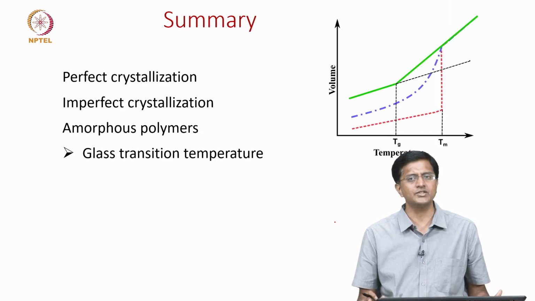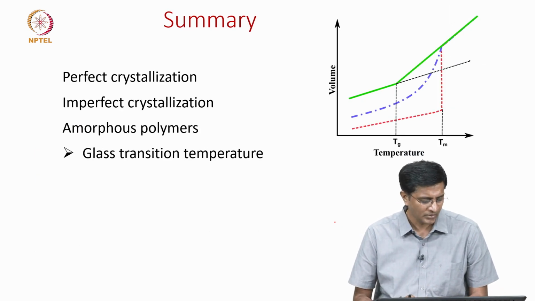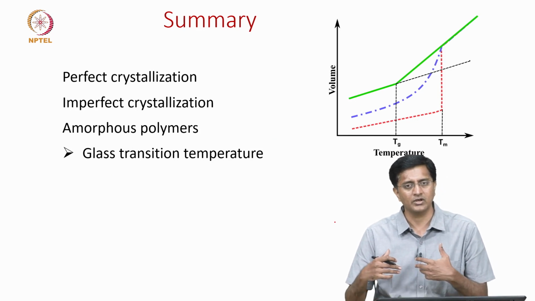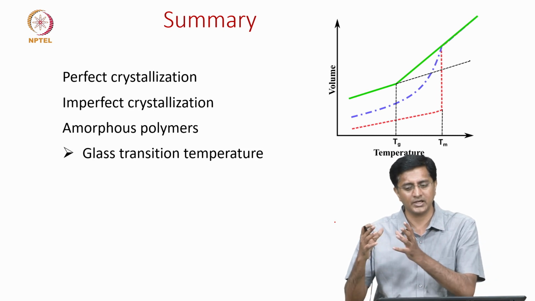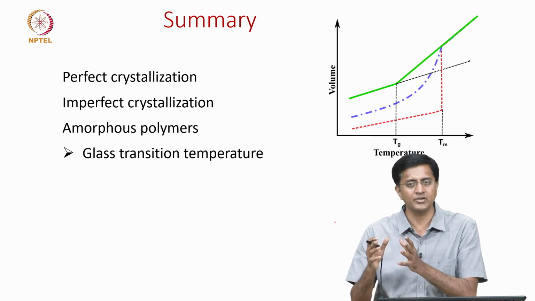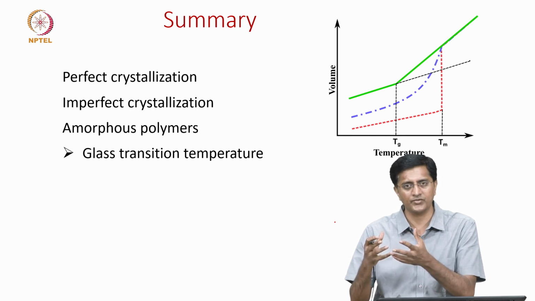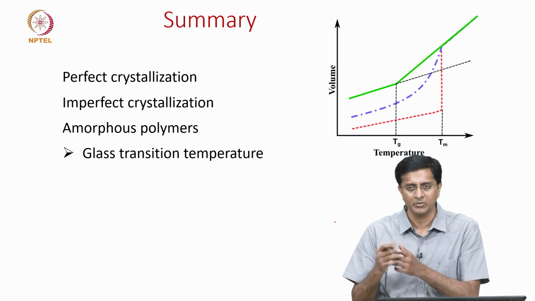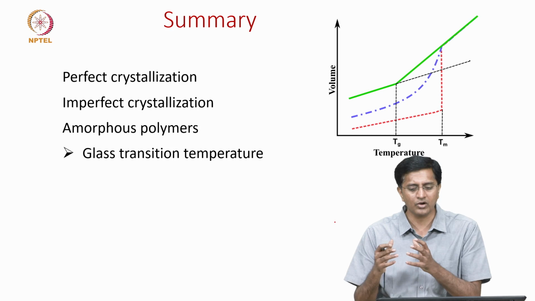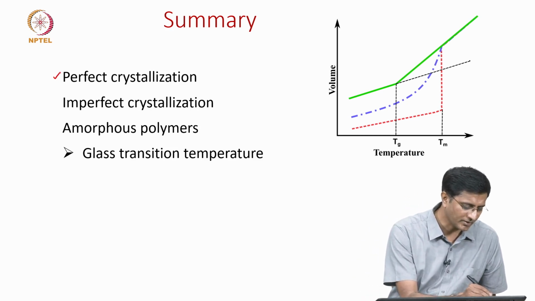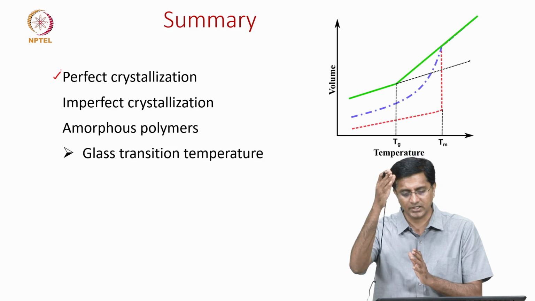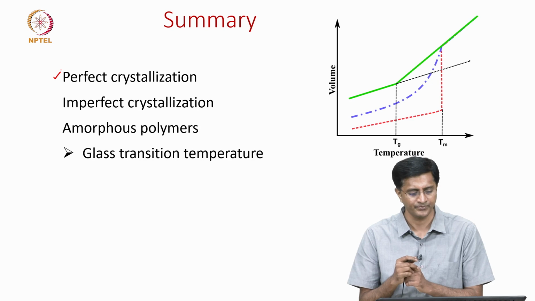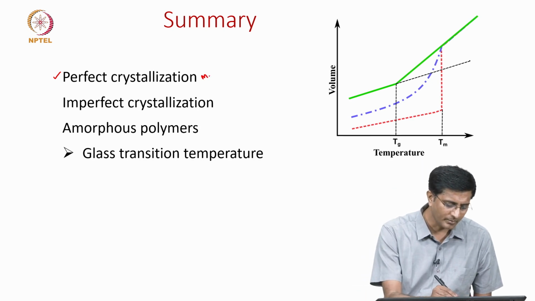So, let us now summarize what we have discussed in this video. We were looking at what happens when we start with a polymer in a liquid state at high temperatures. We said at high temperatures it is in an amorphous state, meaning the molecular chains are very randomly packed. But as we cool down, if there is perfect crystallization, then we see a sudden change in the volume, and this happens at the melting point temperature. This only happens for metals.